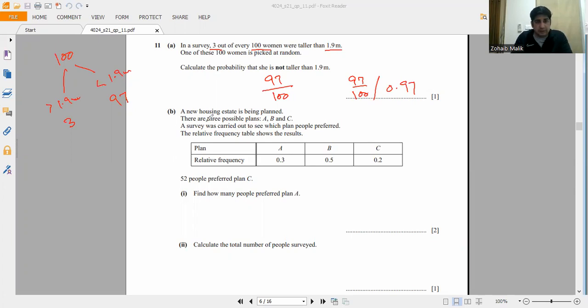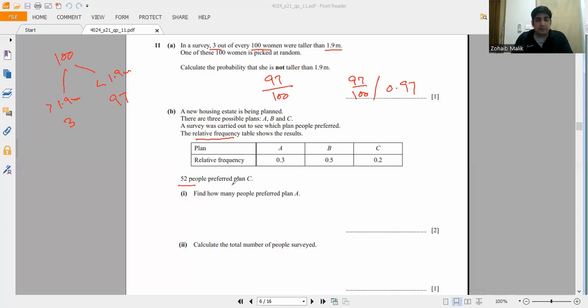Okay, the next is a new housing state is being planned. There are 3 possible plans, A, B, and C. A survey was carried out to see which plan people preferred. The relative frequency table shows the results. Relative frequency means the probability. Plan A, B, C, relative frequency is 0.3, 0.5, and 0.2 respectively.